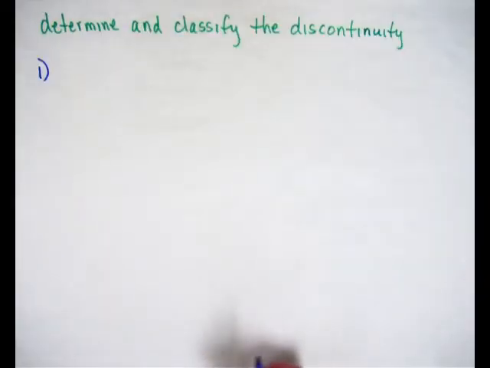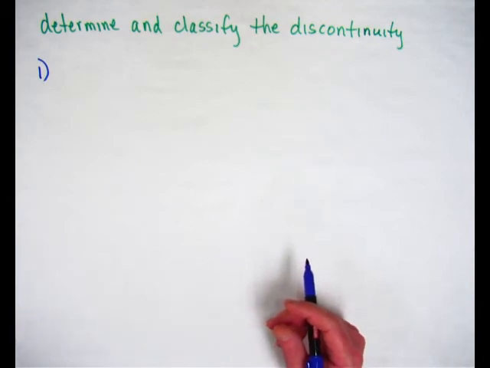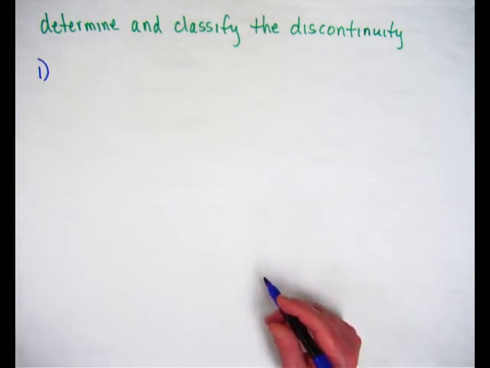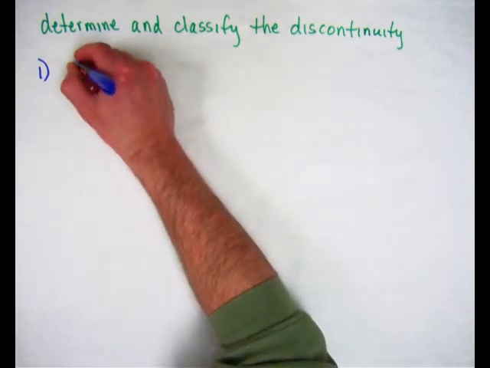I thought I would finish off with one more example of discontinuity. On a test, you're more than likely going to have to determine the nature of the discontinuity by the actual function itself. So what I thought I'd do is just take you through a situation where you have to do that. So the instruction would be determine and classify the discontinuity. I want to know, where is the function f of x discontinuous, and what kind of discontinuity is it?